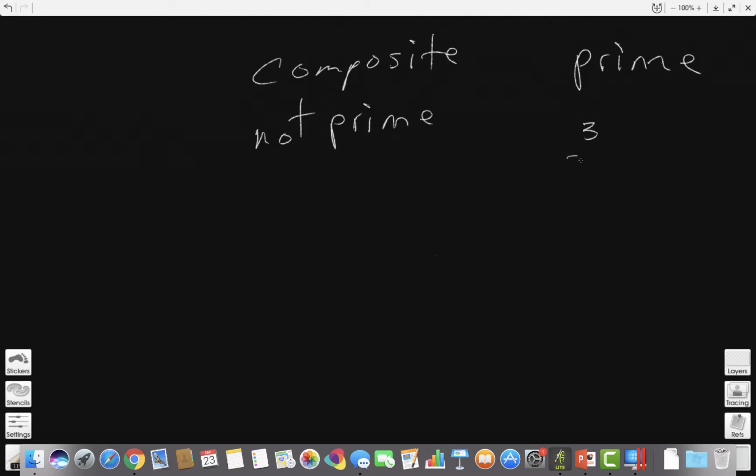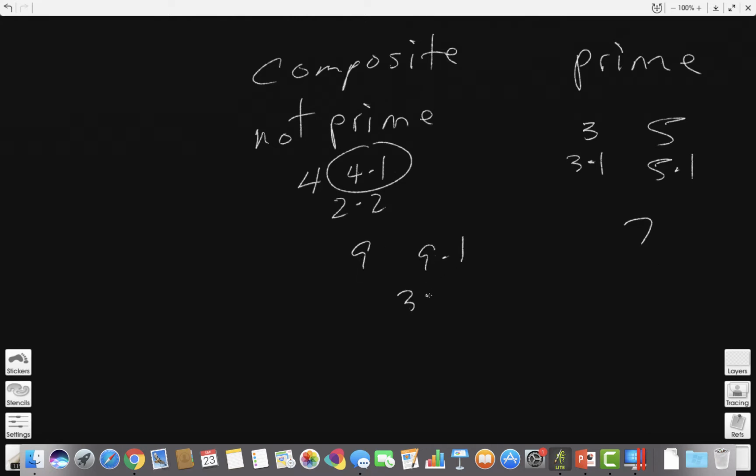3 is prime because 3 times 1 is 3. 4 is not prime, it would be composite because 2 times 2 is 4. Basically because there is another number that creates 4 besides 4 times 1, then that's what would be not prime or composite. 5 is prime, because the only way you get there is 5 times 1. It's actually divisible by 5 and 1. Those are the only two factors it has. But 7 is also prime. 9 is not prime, because besides 9 times 1, you have 3 times 3. So basically you get an idea of what's prime and what's not prime.